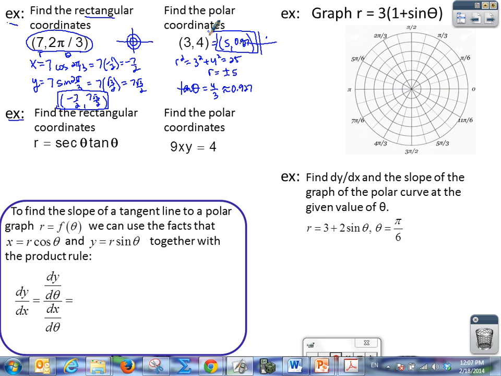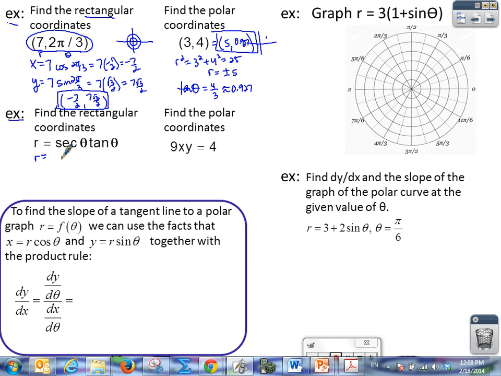So let's take a look at our next ones. What we want to do here is we have equations in one format or the other, and we want to change them to the other. So on our first one, we have r equals secant theta tangent theta. Now thinking back to our 4 equations, we do have x equals r cosine theta. So let's just turn those into sines and cosines, since we have formulas that are in sines and cosines.